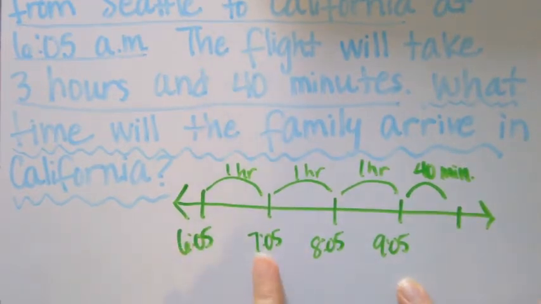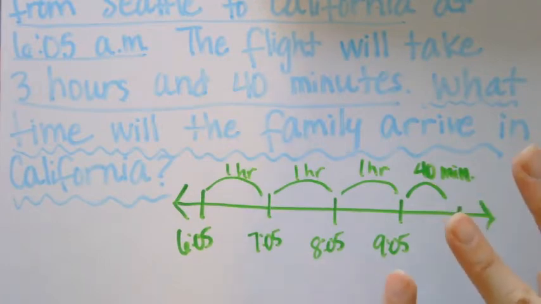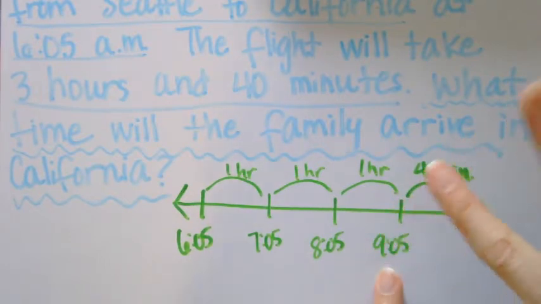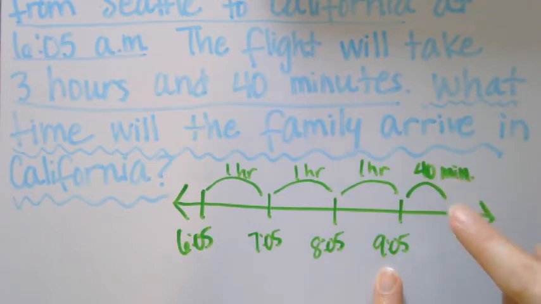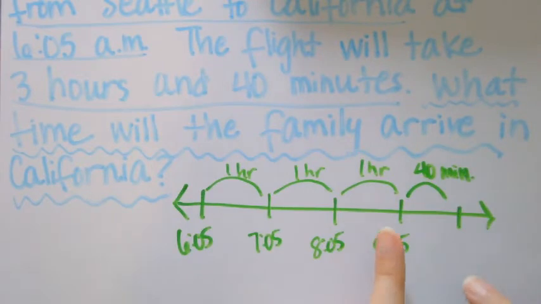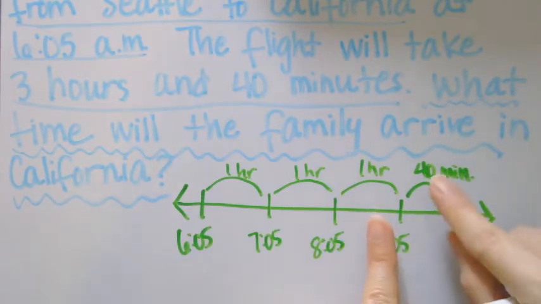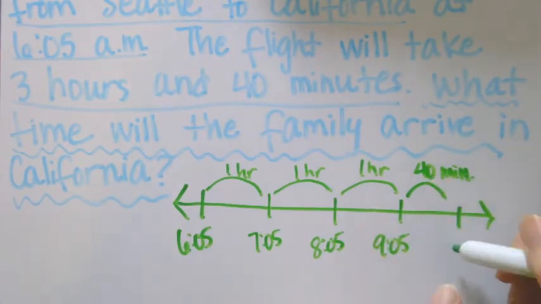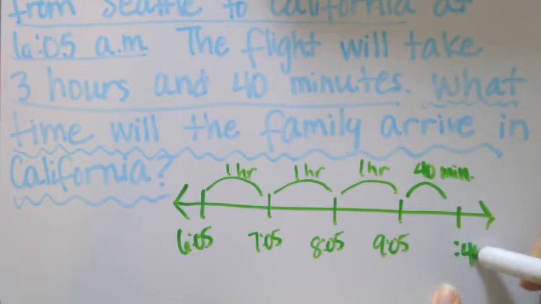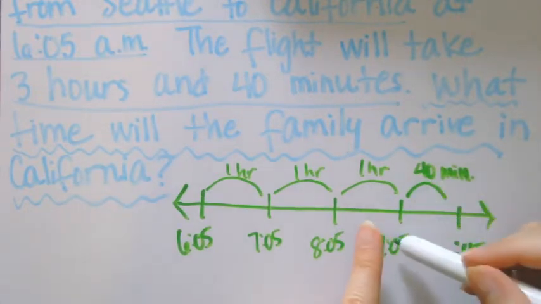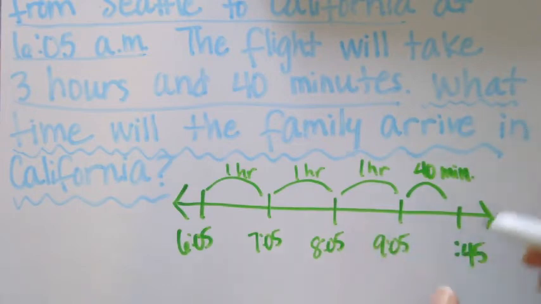6:05 to 7:05, 1 hour. 7:05 to 8:05, 2 hours. 8:05 to 9:05, 3 hours. And lastly, adding up my last 40 minutes. So 9:05 plus 40 minutes. Okay, remember that we're adding in the minutes. So 40 minutes plus 5 minutes would give me 45 minutes. Okay, and nothing happens to the 9 because it still stays under that 1 hour time frame. So that gives me a time of 9:45.